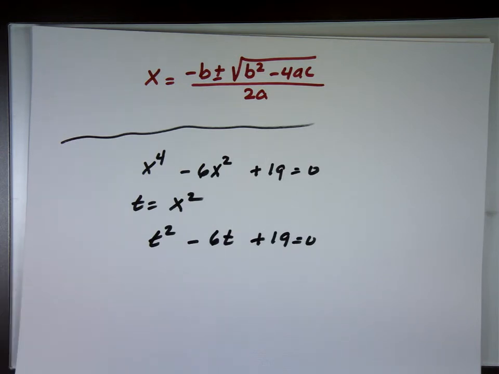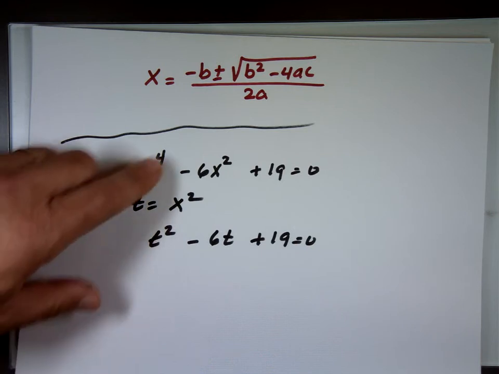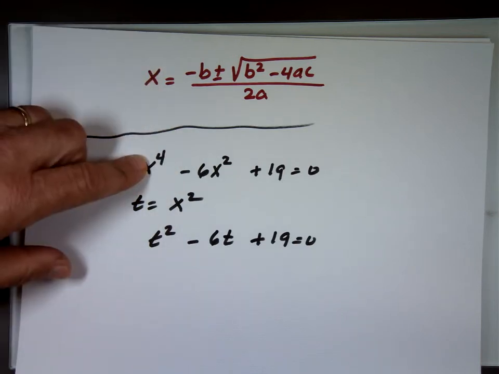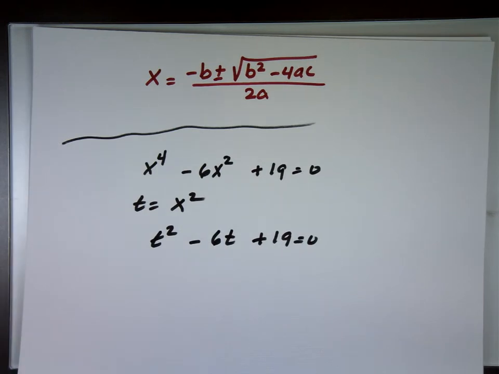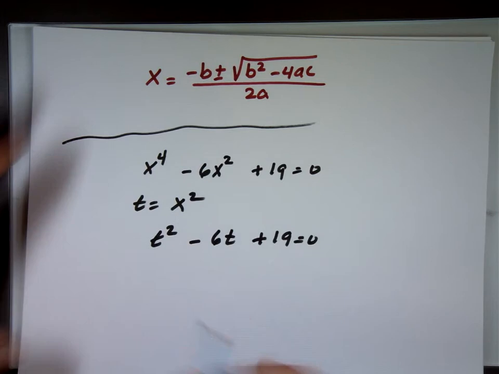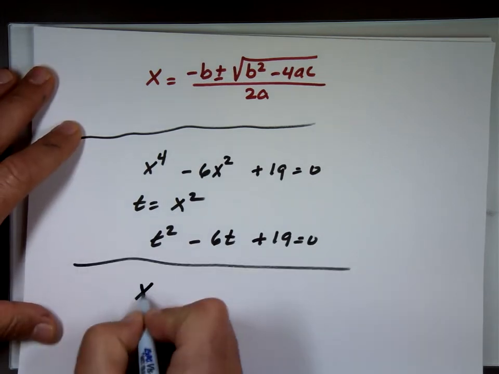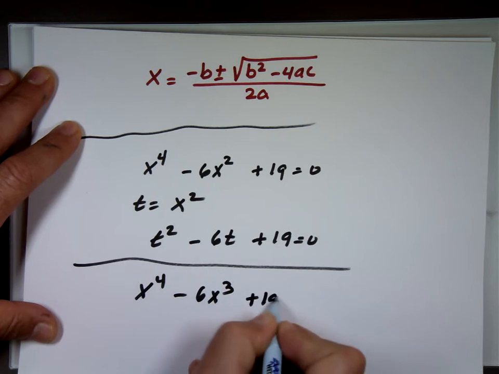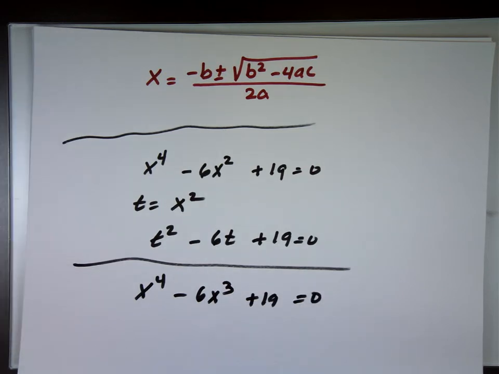So first I said you can only use that if it's quadratic. But this is not a quadratic. It's reducible to quadratic. So there are some cases where it's not a quadratic, we can still use it as long as you can reduce it. If this one was x to the 4th minus 6x cubed plus 19, start praying, because quadratic does not work here.